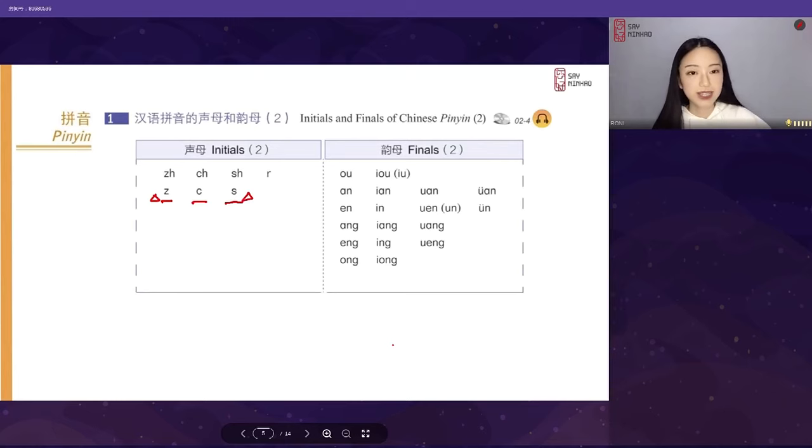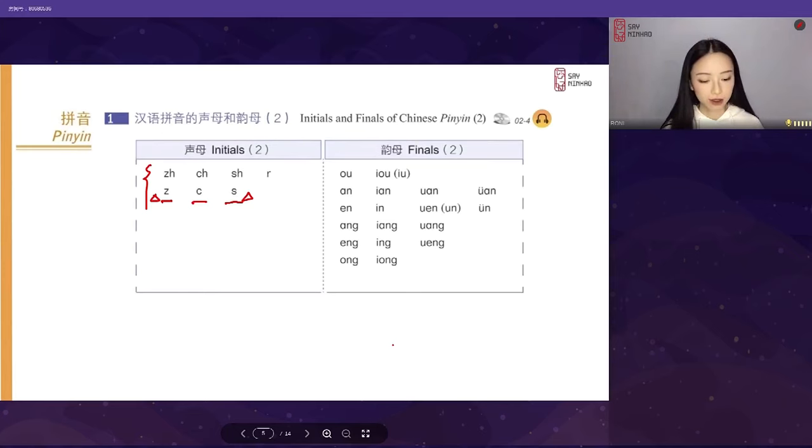Now let's try to read from z to s, okay? Now 3, 2, 1. Z, z, c, c, s, s. Excellent, good job. Now let's try to read from the start, each four twice, okay? 3, 2, 1. Z, z, ch, ch, sh, sh, r, r, z, z, c, c, s, s. Excellent. Now, these are the new initials for today.